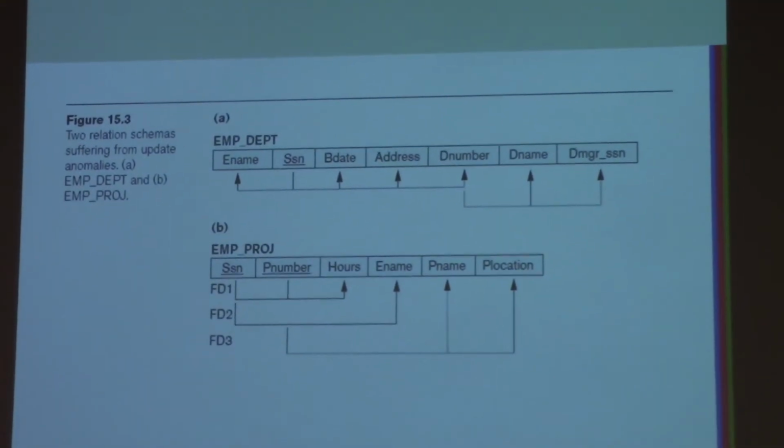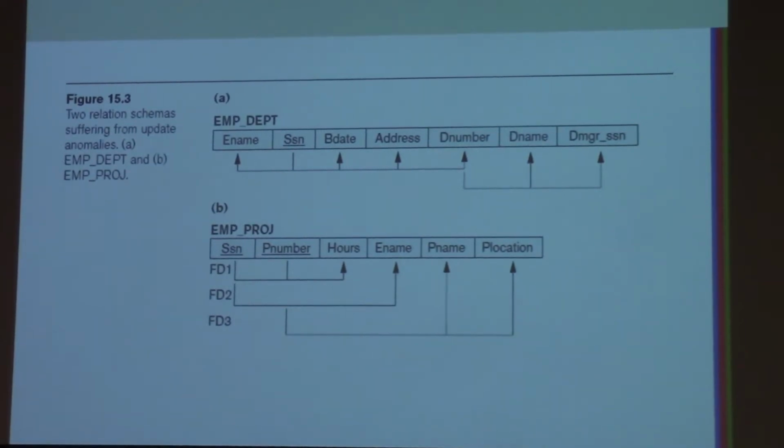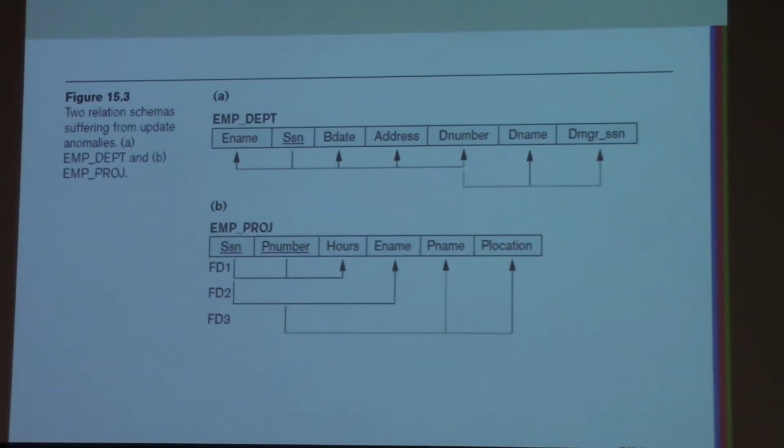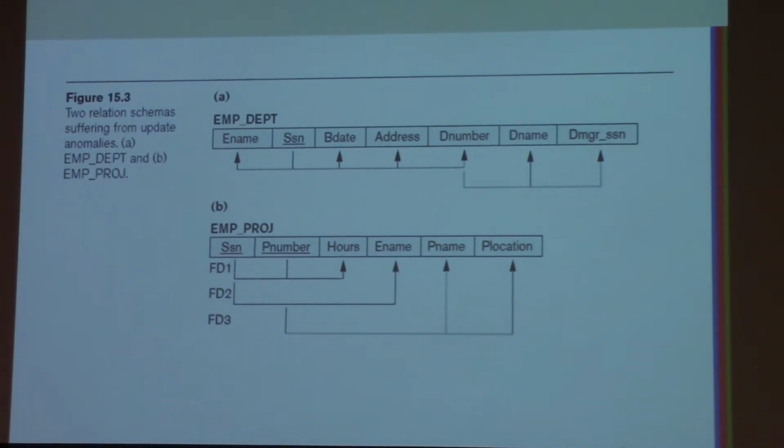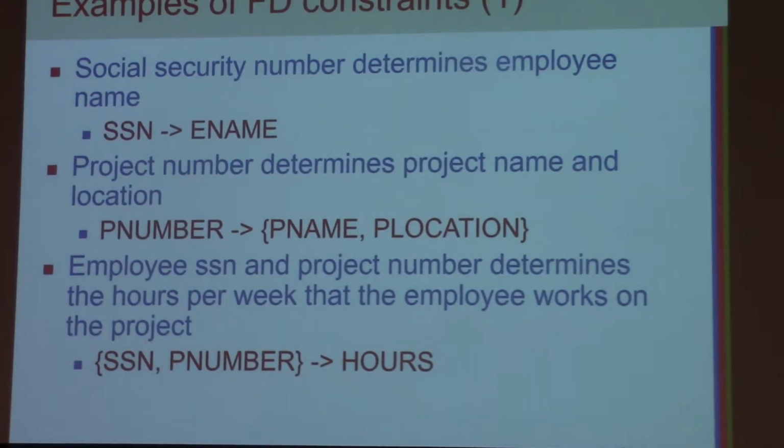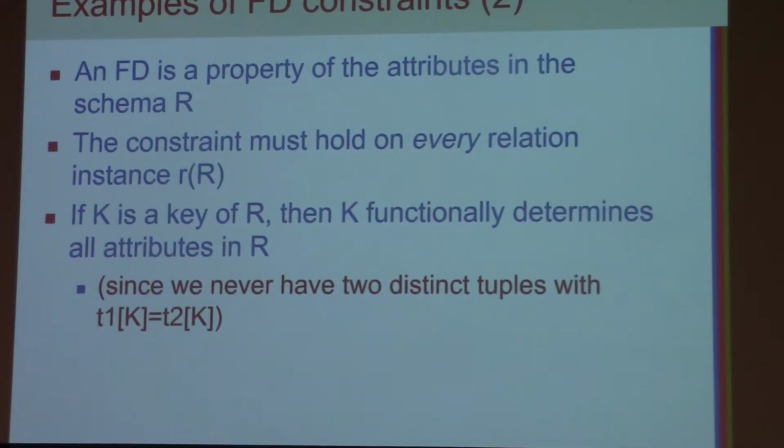SSN. The others, non-prime attribute. And this one, which one is the prime attribute? SSN and P number. Okay. The others are non-prime attribute. Okay. So that is the functional dependency.